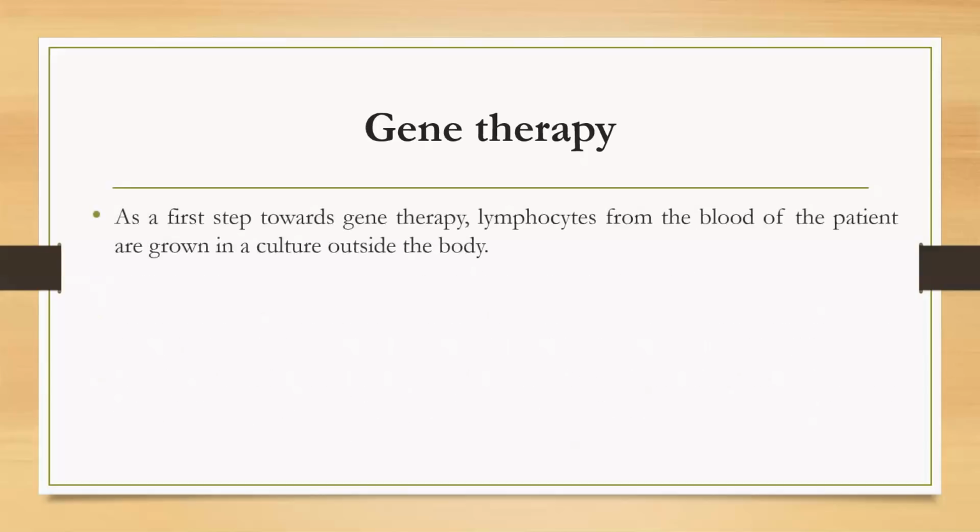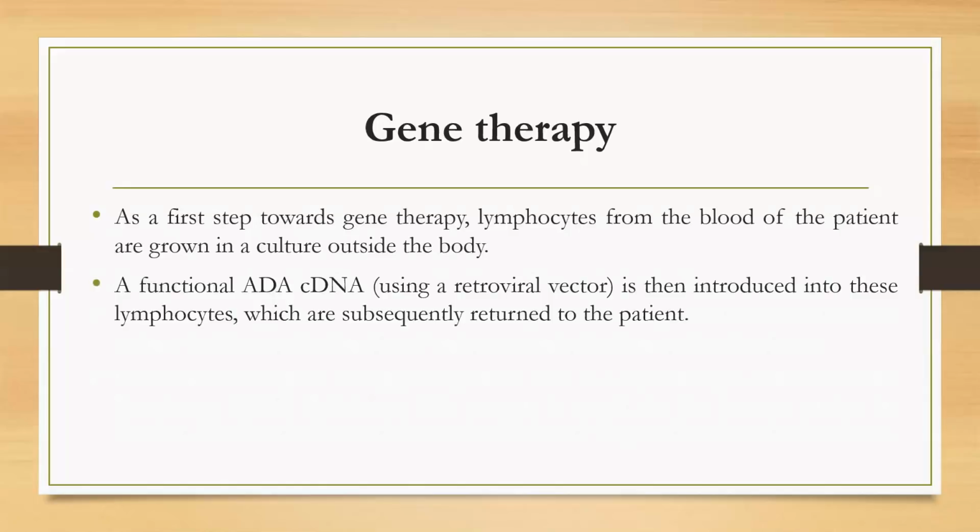See, as a first step towards gene therapy with respect to this particular disorder, lymphocytes from the blood of the patient are grown in a culture outside the body. So first, from the patient's body, the lymphocytes were isolated. T lymphocytes were isolated, actually defective T lymphocytes. And a functional ADA cDNA. ADA means adenosine deaminase. cDNA means complementary DNA.